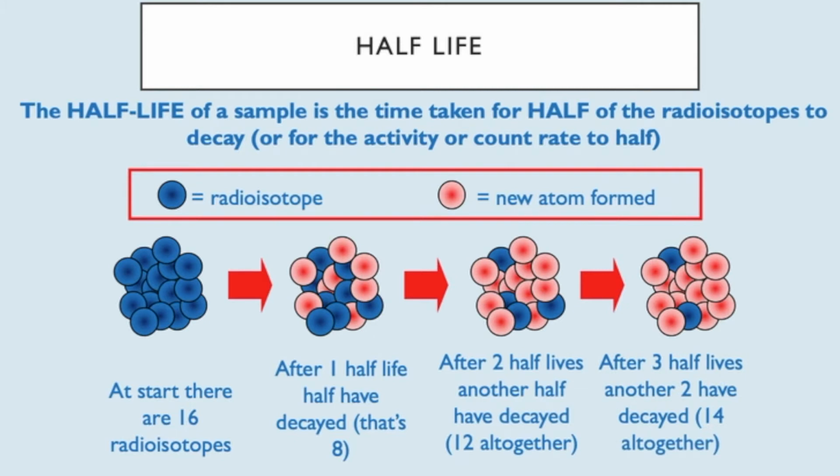After another half-life, after 3 half-lives now, another 2 have given off radioactive radiation, and so we're left now with just 2 left, and 14 out of my 16 originally have changed into something now more stable. So after each half-life, half of the radioisotopes turn into something new and are stable and don't give off radioactivity anymore.